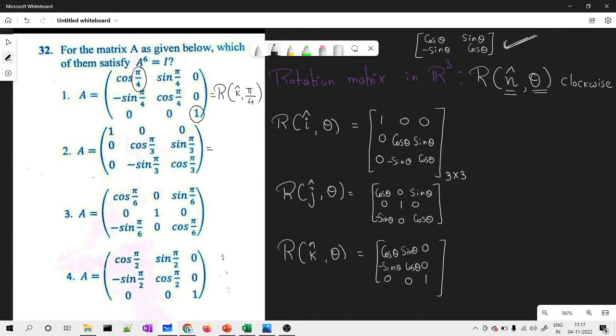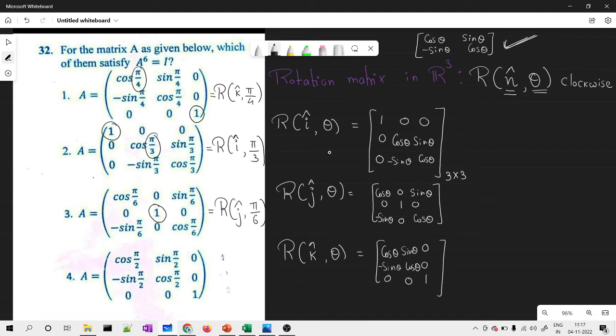Similarly, the next one over here is nothing but rotation around the i-axis, this means x-axis, with an angle of pi by 3. This tells me it is the x-axis, and this tells me the angle is pi by 3. Okay. Similarly, this represents which axis? Y-axis. I'll write it j cap with an angle of pi by 6.